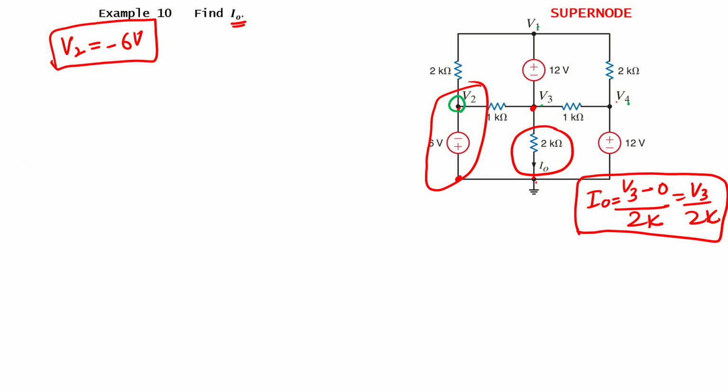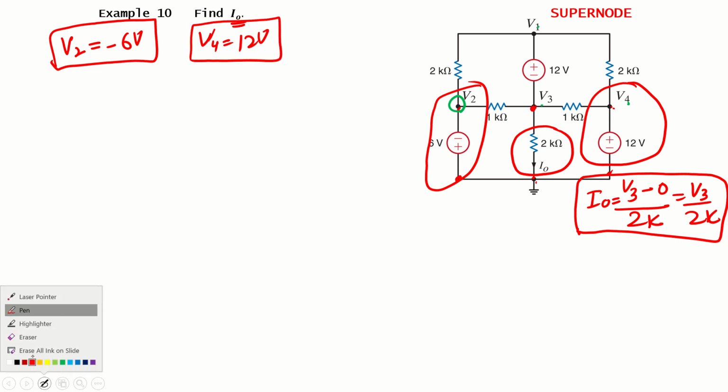Second, there is another source which is connected between a node and a ground. So V4 minus 0 is equal to 12 volts. So we got our second one also. So we can get node values directly. Third, we are left with V1 and V3. If you look at V1 and V3, what can we notice? That we have a voltage source that is connected between the two nodes.